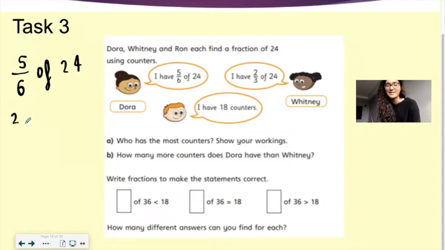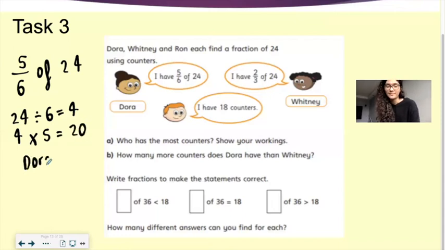So what I mean is, I'll do 24 because 24 is the total number of counters. I'm going to divide by the denominator, which is 6. So 24 divided by 6, how many 6s go into 24? 4. And then you multiply by the numerator. So 4 times 5, which is our numerator. So what's 4 times 5? 20. So Dora has 20 counters. I'm just going to make a note of that.